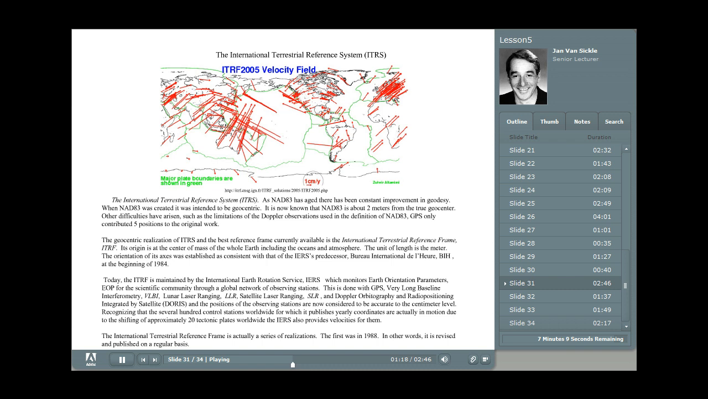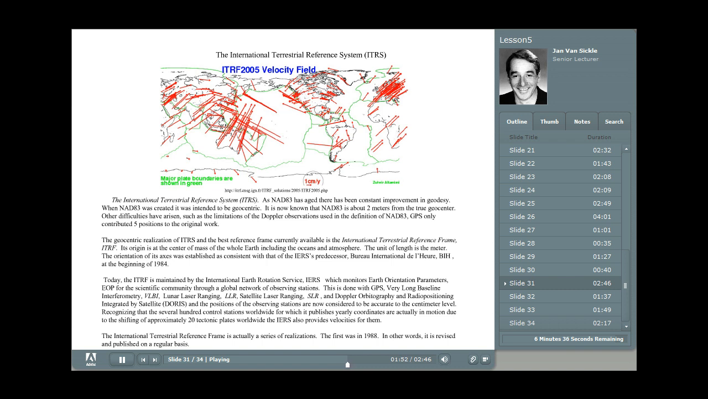Remember them? The IERS, and their predecessor, BIH. Today, the ITRF is maintained by the IERS, which monitors the Earth orientation parameters for the scientific community through a global network of observing stations, done with GPS, very long baseline interferometry, lunar laser ranging, satellite laser ranging, Doppler orbitography, and radio positioning, called DORIS.